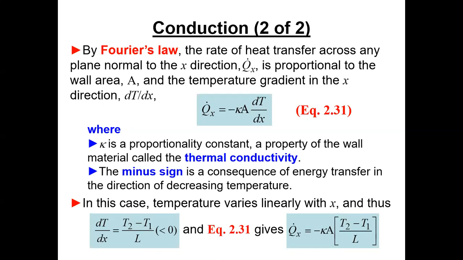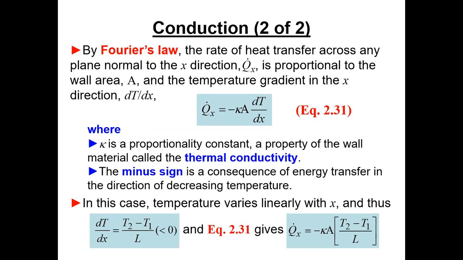dT/dx is T2 minus T1 over L, but L is x2 minus x1. But the denominator is positive because we select the coordinate direction that way. And then because we want positive heat transfer in that direction, we have to introduce the minus sign. Okay. So think about that.